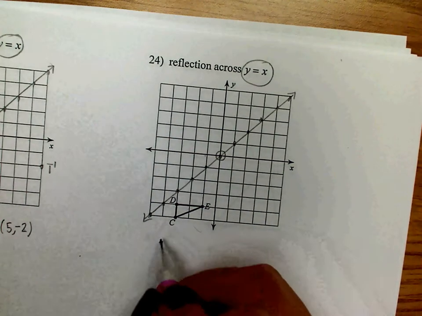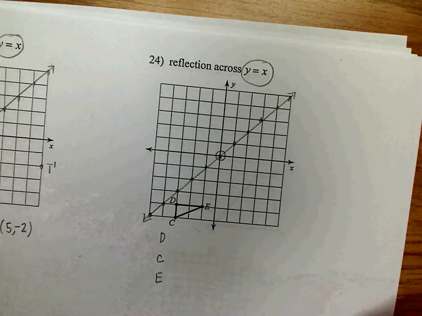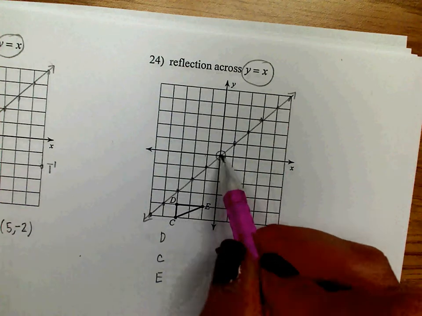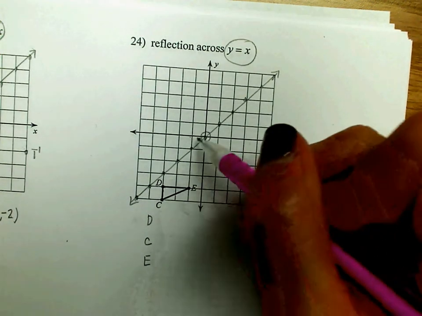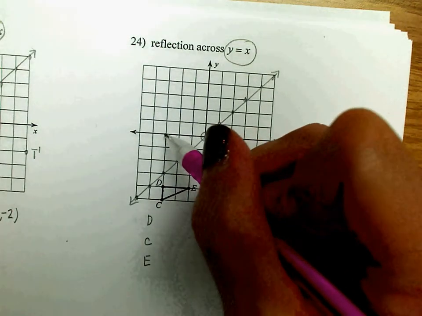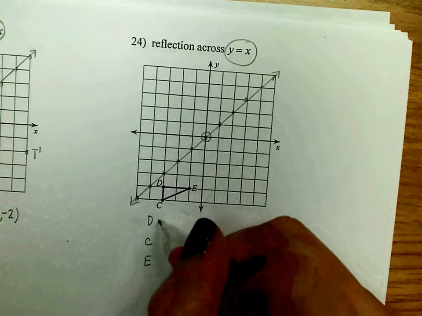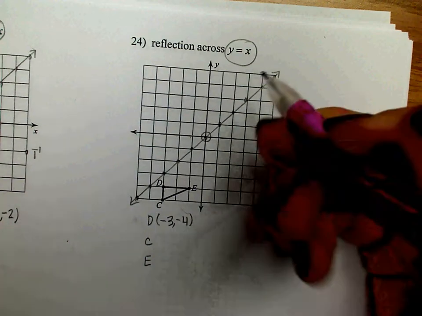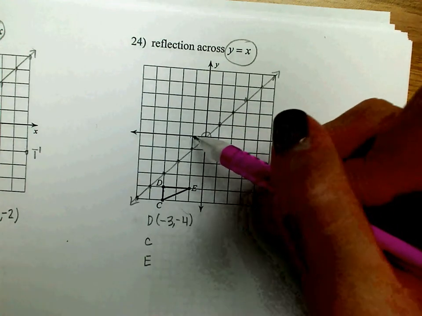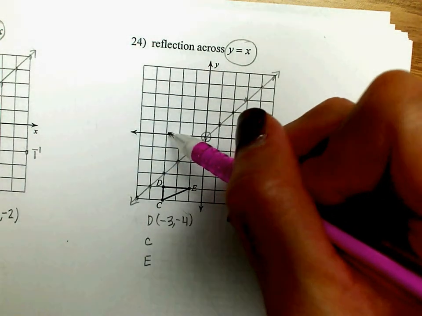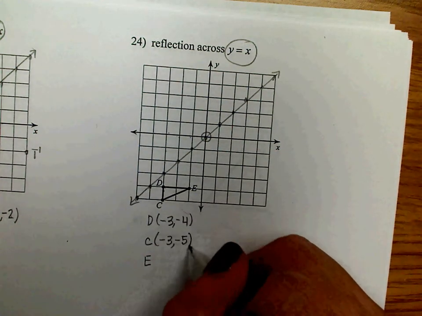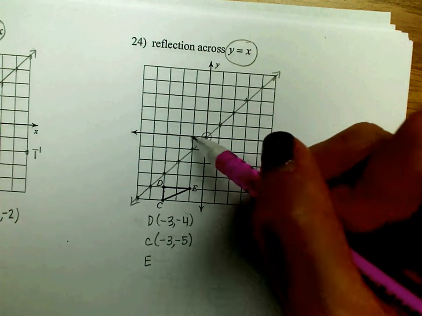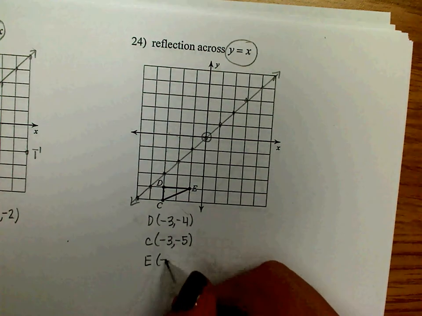So we find our original coordinates. We have D, C, and E, and I know we have to go from the origin. I have to go left to get to D, so I always do the x first. So 1, 2, 3, and then 1, 2, 3, 4 down. So I had to go left 3 and down 4. For C, I have to go left 3 again, but now I'm going to go down 5. 1, 2, 3, 4, 5. Left 3, down 5. And then E is left 1, and then down 4.